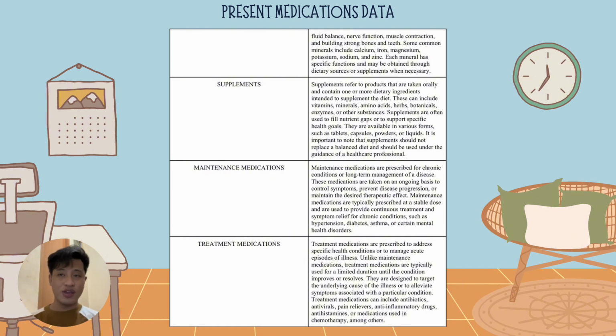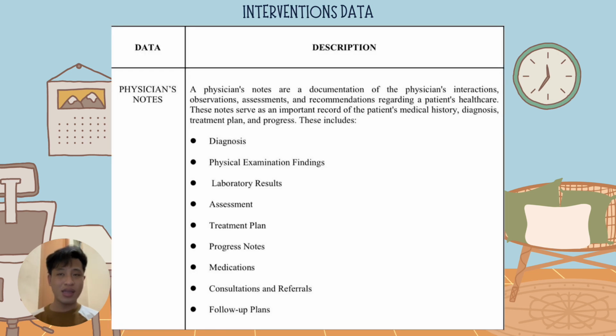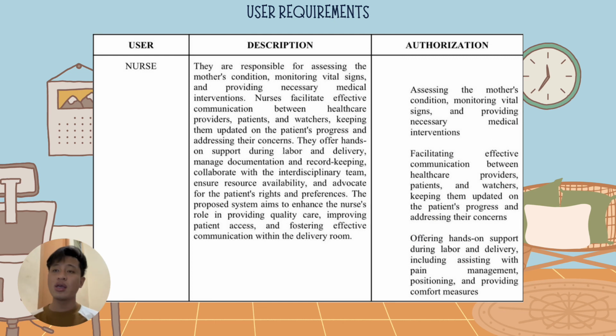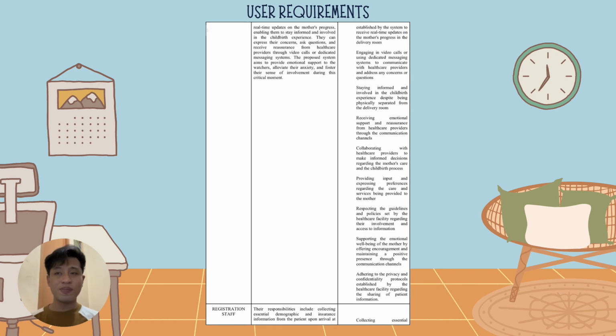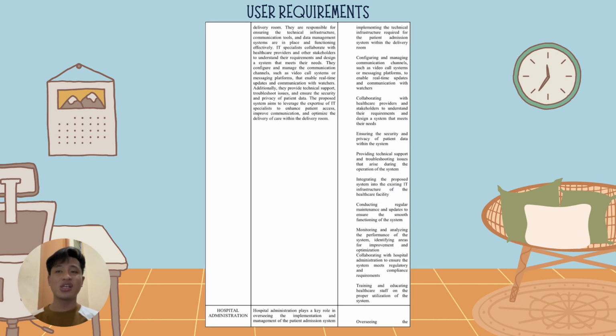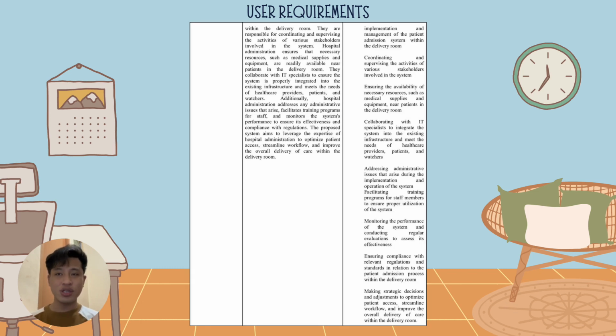So what we have here then is our interventions data table, which presents the physician's notes and its details. What we have here is our table for the user's requirements, which includes the users of our system. These users are the nurse, midwife, watchers, registration staff, IT specialist, and the hospital administration. Additionally, in this table, it will include the aforementioned user's description and authorization.